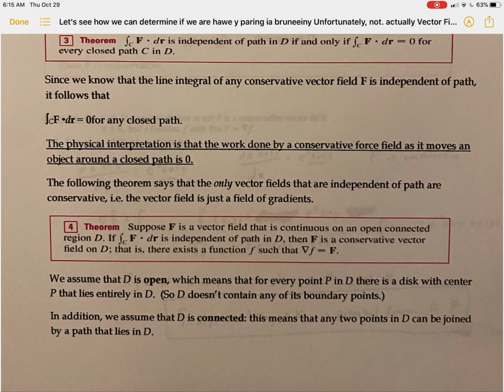We assume that D is open, which means that for every point P in D, there is a disk with center P that lies entirely in D, so we're not closed. In addition, we assume that D is connected. That means that any 2 points in D can be joined by a pathway that lies in D.